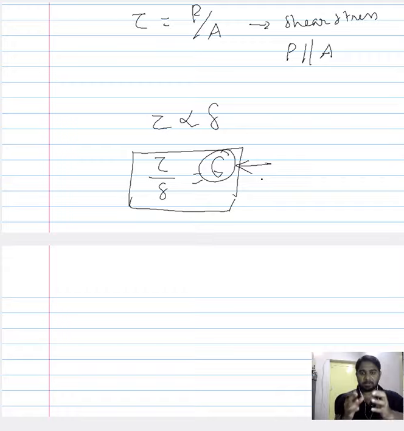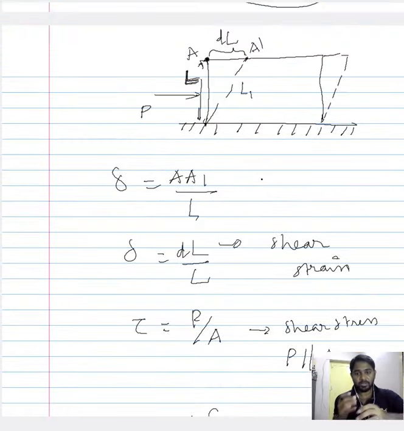So let us build on this understanding of what a shear strain is and what a shear stress is. We will try to see how the shear modulus helps us to understand the change in the shape of the material, and how it helps us to quantify the change in the material when you apply a shear stress, as we have seen here.